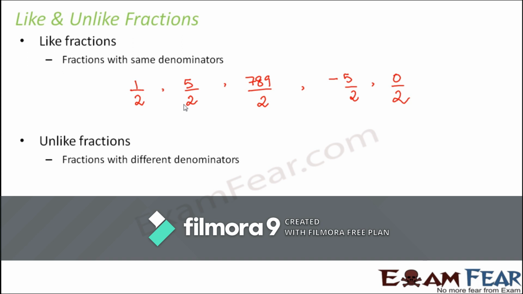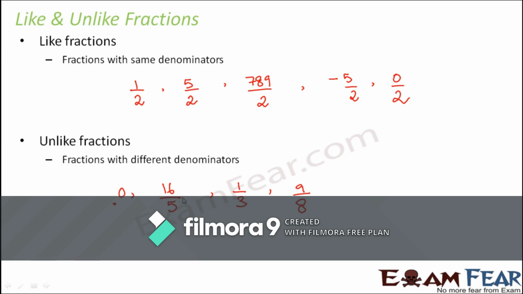Now when it comes to unlike fractions, these are fractions with different denominators. For example, 0, 16 by 5, 1 by 3, 9 by 8. So these are all unlike fractions. Anyways, 0 is a whole number because any whole number can be written as a ratio of two integers, because 0 can be written as 0 by 1, 5 can be written as 5 by 1. But here when we are talking specifically about fractions, we are not considering the whole numbers.